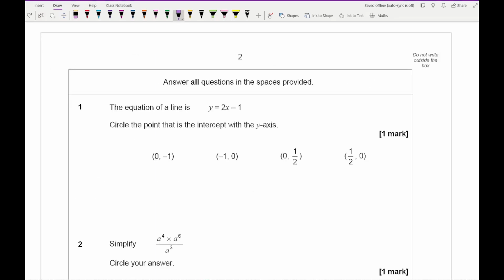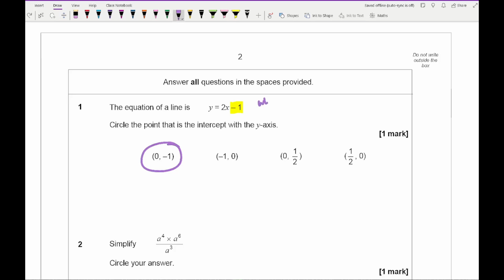So let's get straight into question 1. The equation of a line is y equals 2x minus 1. Circle the point that is the intercept of the y-axis. Now again, if you recognise that this is y equals mx plus c, the y-intercept is always the constant at the end. So here we've got minus 1, which means the correct answer is going to be 0, minus 1.